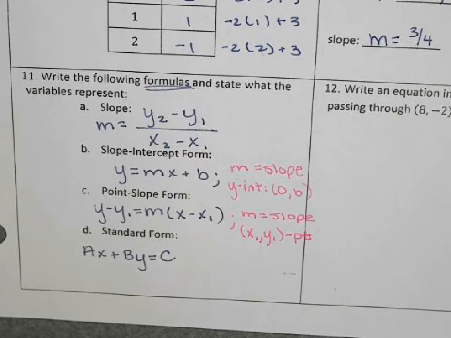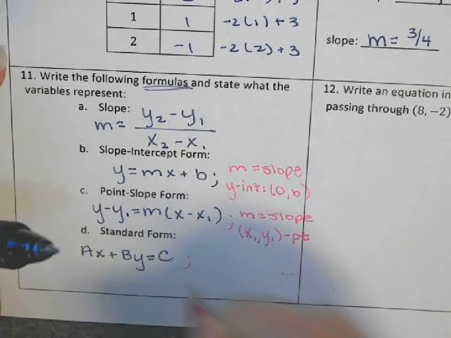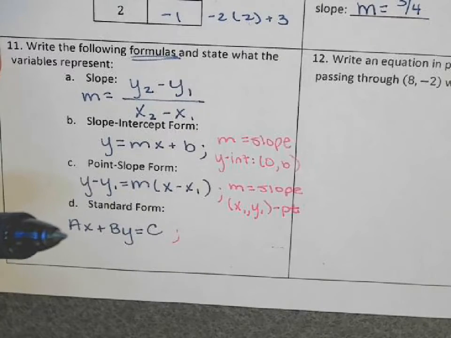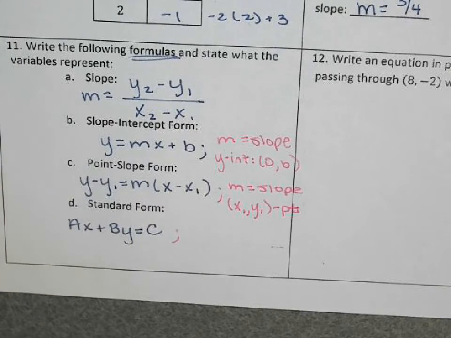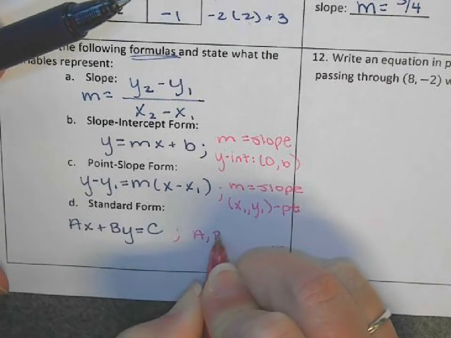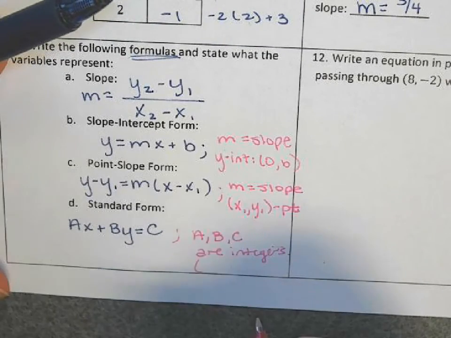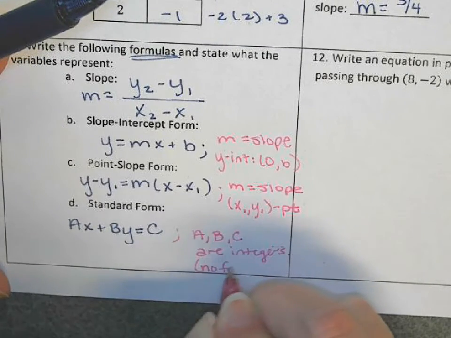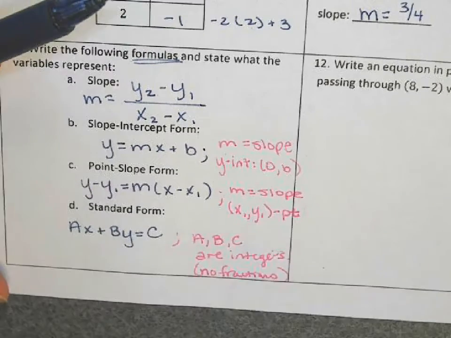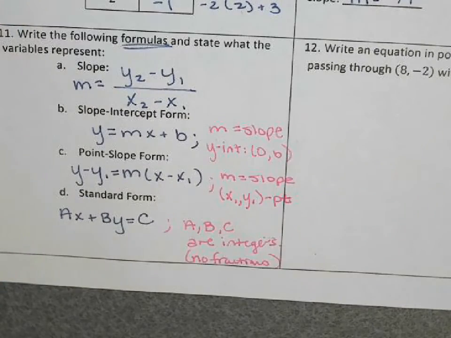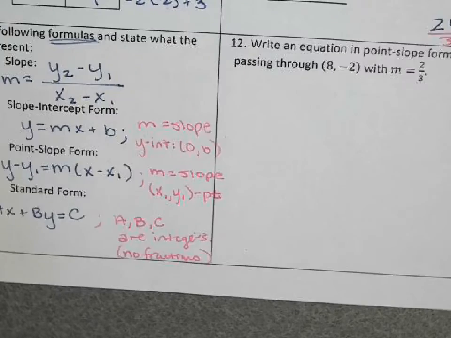Okay? There's another key piece of information you have to tell me with this. What is it? A, B, C must be integers. Yes, A, B, and C must be integers. And maybe in parentheses, that means you just want to say no fractions. Maybe that will help you remember that when you have to put something in standard form, you're not allowed to have any fractions. Okay, you move the x and y term to one side, the number on the right side.